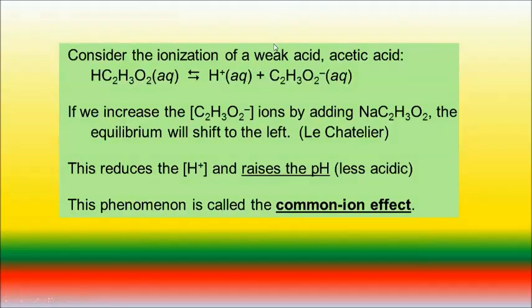If we consider the ionization of a weak acid, that is acetic acid, what happens? This is acetic acid, CH3COOH. It dissociates and gives CH3COO- plus H+ ion. And if we increase the acetate ion by adding sodium acetate, the equilibrium shifts to the left. That is Le Chatelier's principle. So it reduces the H+ ion concentration and raises the pH.